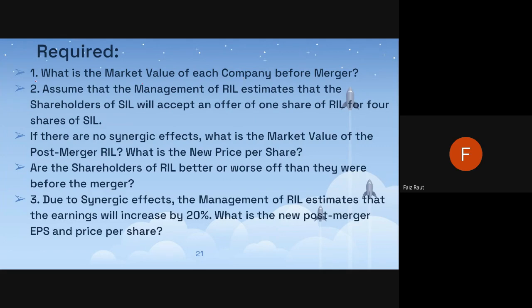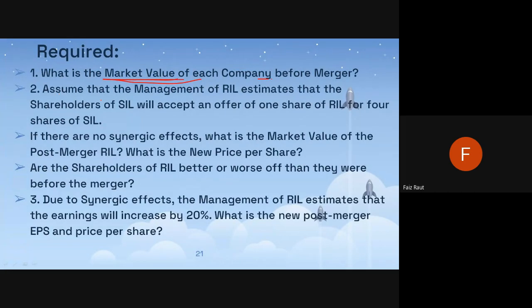Okay, so देखते हैं. So required is what is the market value of each company before merger. Second is assume that the management of RIL estimates that shareholders of SIL will accept an offer of one share of RIL for 4 shares. ठीक है, इसमें है ना, we need to calculate market value. Again market value is market value per share multiplied by number of shares, the total market value of the company. ठीक है, तो total number of shares is given of each company ना, दोनों का total number of shares is given. Then MPS we need to find out. ठीक है, using PE ratio and EPS we can find out MPS.